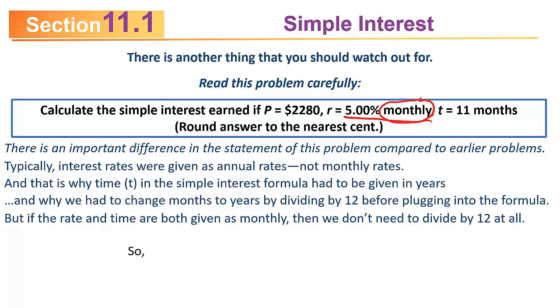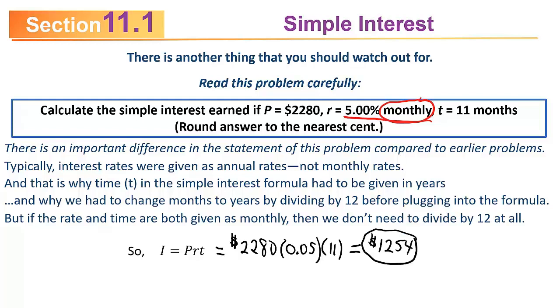So to solve this problem, just apply I equal PRT, plug in $2,280 for P, 0.05 for R, and 11 months. Remember, we don't have to divide by 12 because the annual rate is not given here. It's the monthly rate, and the time is in months. As long as the units match, we're good. Multiply those three numbers together, and we get $1,254.